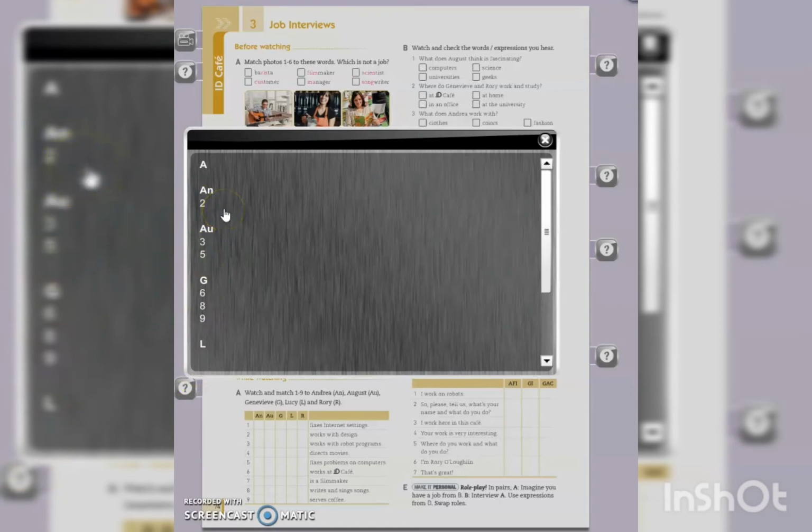According to number 2, works with design, Andrea. Then we have August is 3 and 5, Genevieve, sentences 6, 8, 9.